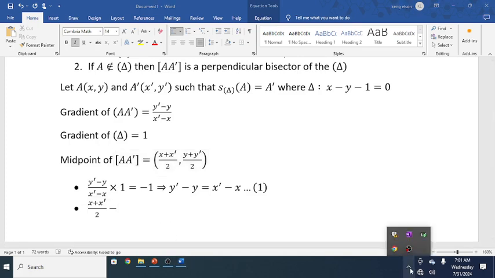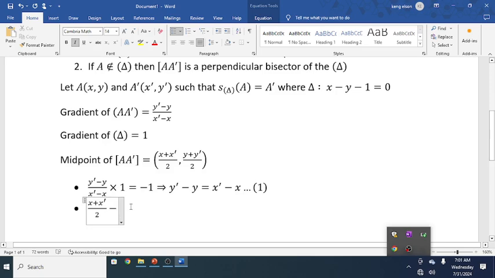Oh, they have taken the lights. Anyways, let me just be fast.